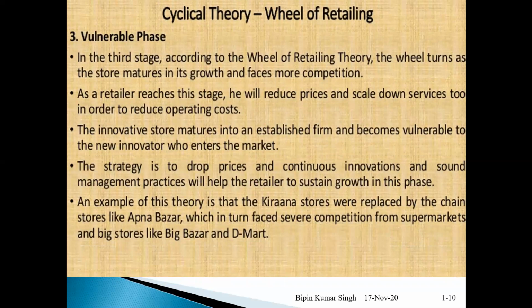The vulnerability phase. In the third stage, according to the wheel of retailing theory, the wheel turns as the store matures in growth and faces more competition. As a retailer reaches this stage, he will reduce prices and scale down services too in order to reduce operating cost. The innovative store matures into an established firm and becomes vulnerable to the new innovators who enter the market. The strategy is to drop prices, and continuous innovation and sound management practices will help the retailer to sustain growth in this phase.